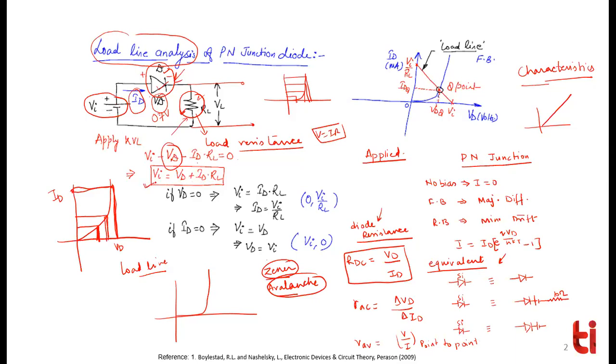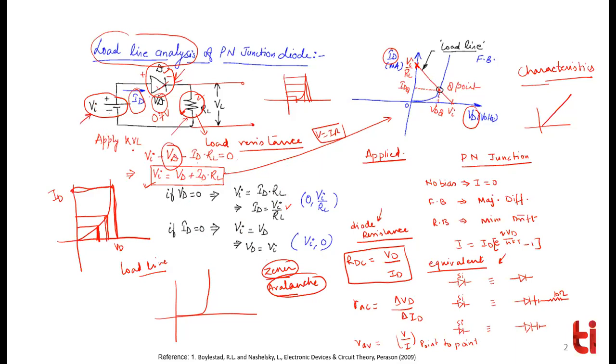Now you have to draw this equation on this graph. Here you have ID on the y-axis, VD on the x-axis. You simply have to plot this equation on this graph. To plot, you take 2 points because you know this is a linear equation. First point, if VD equal to 0, then ID is VI divided by RL. That point comes over here on the graph. And if ID equal to 0, what is VD? VD is equal to VI.